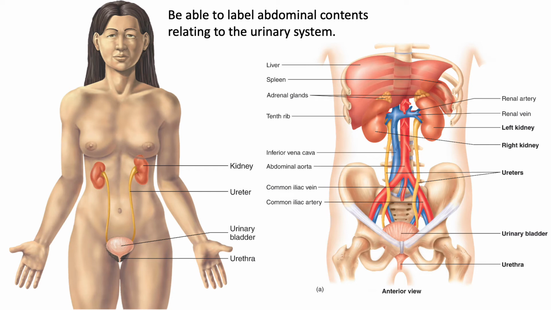So you should know the anatomy of the urinary system, the gross anatomy as it sits in the abdomen. Know the location of the kidneys, which one sits a little higher, which one sits a little lower. Again, your kidneys, ureter, urinary bladder, and where they sit in relation to the other organs of the abdomen.